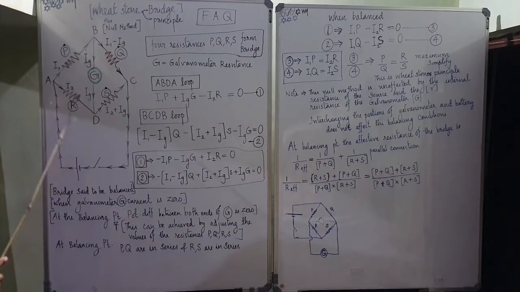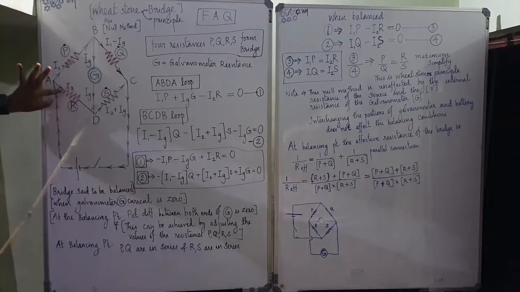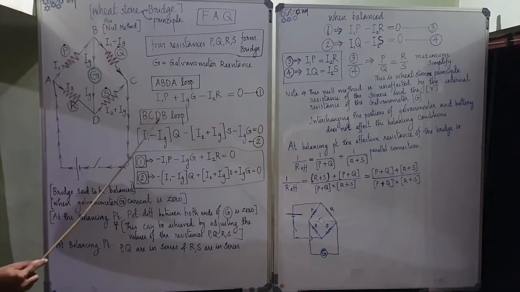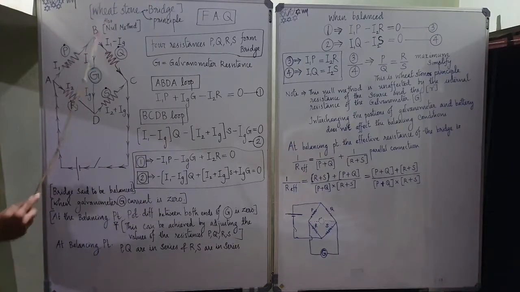When it comes over here, I2 current is opposing, since this is coming this way and this is coming that way. So I2 is opposing, so plus I2R. This is complete. Second, the loop is BCDB, the right hand side triangle.